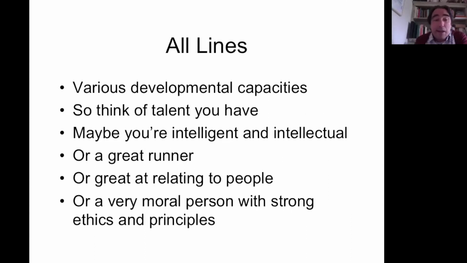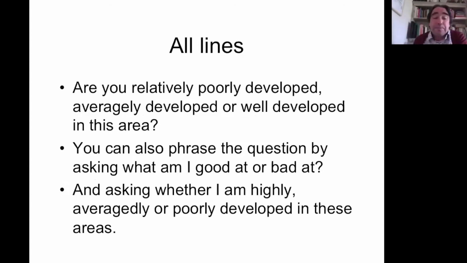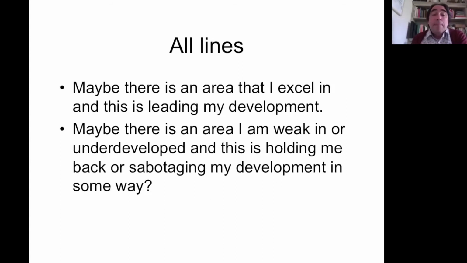So if you're a great runner, your kinesthetics are very well developed. If you're intellectual, you might be cognitively very well developed. If you're great at relating to people, you might be emotionally very well developed. Or if you're a moral person with strong principles, you may be morally developed. Maybe there's an area that I excel in, and this is leading my development. So take, for example, I do art. Often I get my ideas of where I'm going in life and what is my next leading edge, my next natural step, through the ideas that come up for me when I'm generating ideas for my art. So this is something that leads my development.